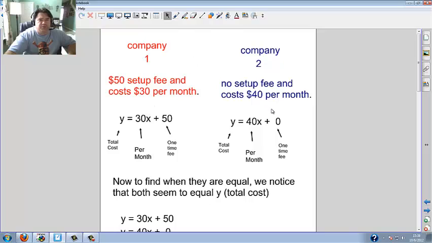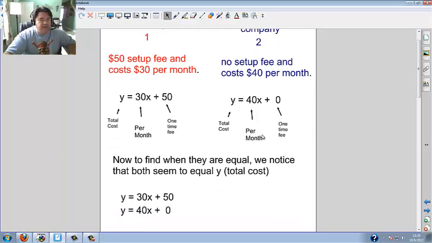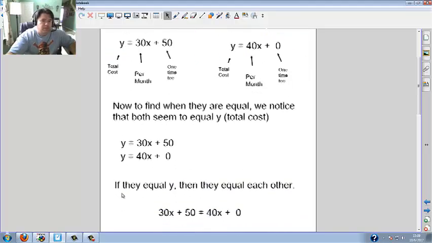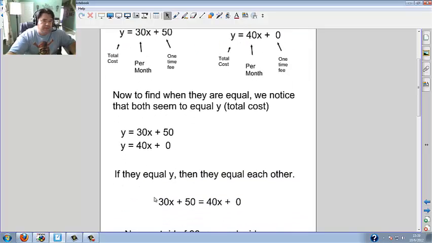So I'm comparing the two now. Here's the only difference. I said this Y, which is total cost, equals my 30X per month and $50 for the one-time fee, where this one, the total cost, the Y, is the 40X per month and 0 fee. Now, since both equal Y, they're both going to have to equal each other insofar as when they meet. Other than the point they exactly meet, one's going to be cheaper than the other, and that's where you get to determine that. First, we have to determine when they're the same cost, then we'll figure out what's better for us. So if they both equal Y, they both equal each other.